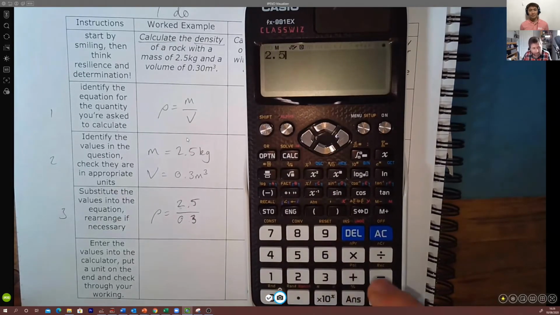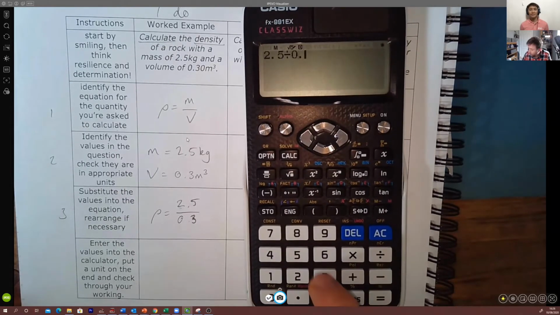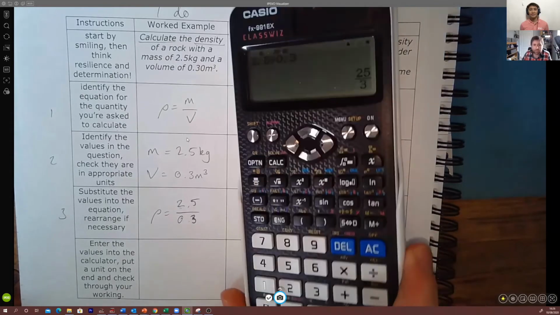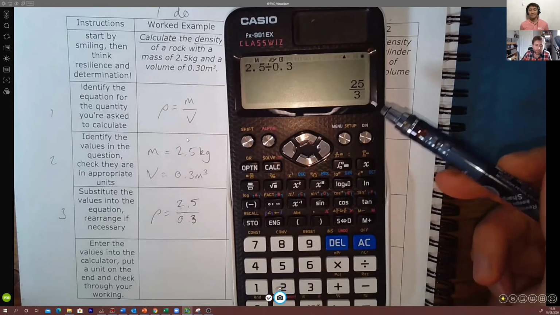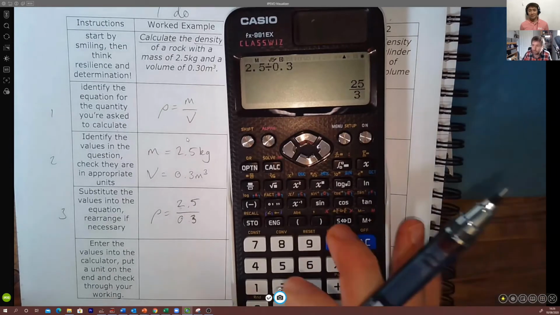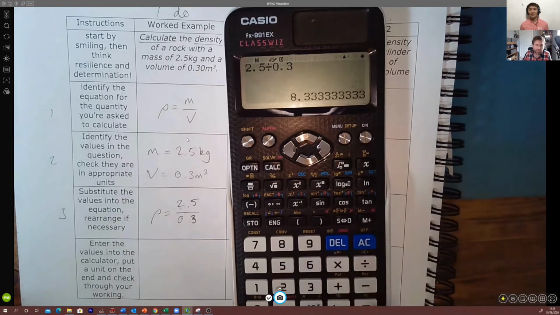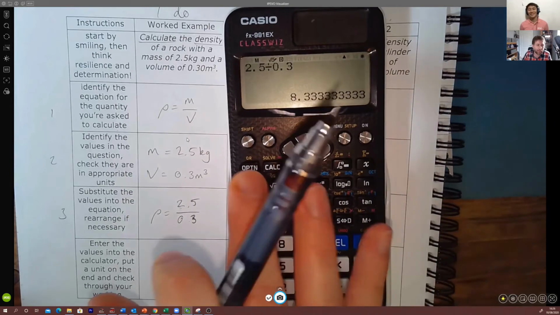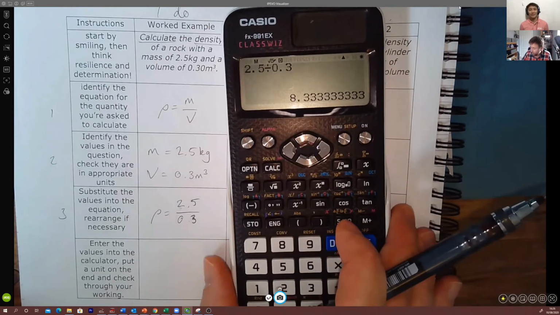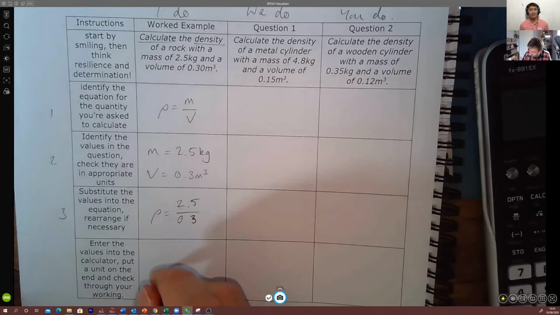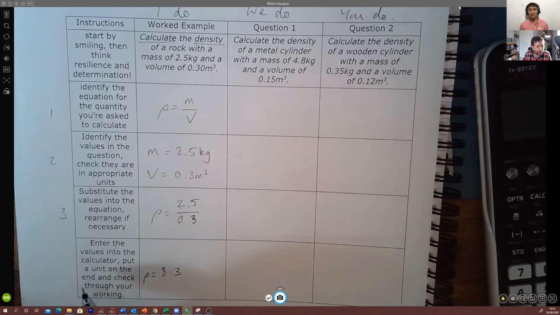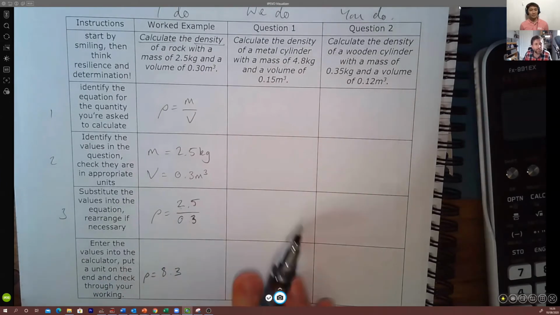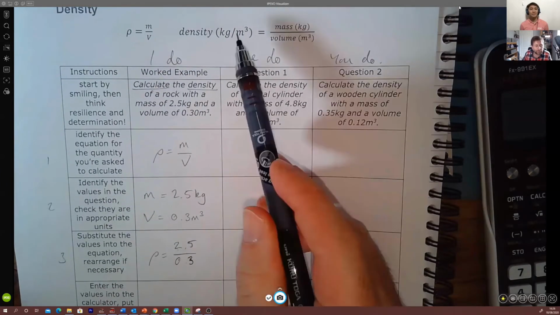2.5 divided by 0.3 gives me this value. Here's a point where I can model that that's not quite the answer you wanted to see. With this calculator, the kids are all using the same thing. I have to press the S to D button to get a decimal: 8.3 recurring, and I'm going to round that to 8.3. The density is 8.3, and put a unit on the end. The unit is kilograms per meter cubed.